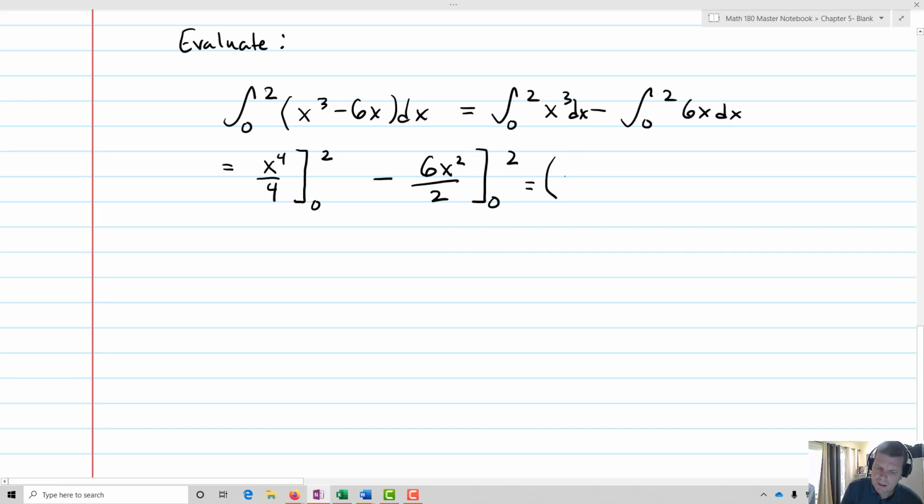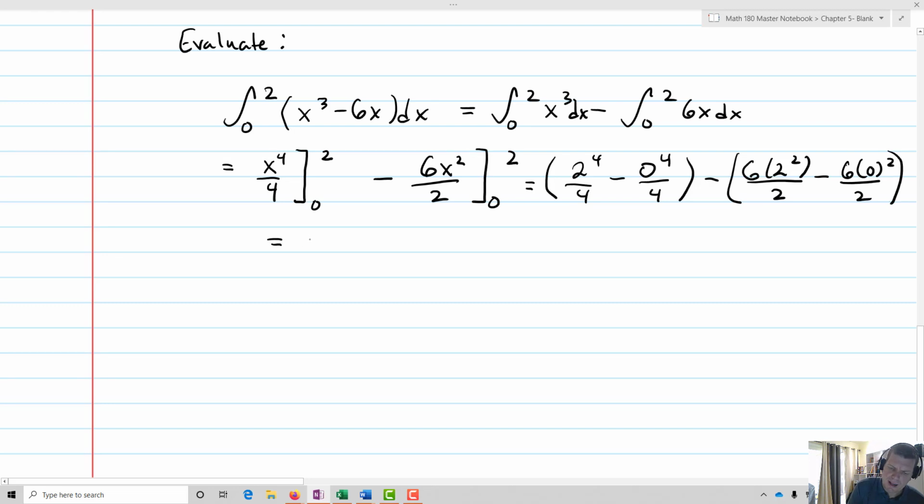So the first one is going to be 2 to the fourth over 4 minus 0 to the fourth over 4, minus 6 times 2 squared over 2, or actually 3 times 2 squared, minus 6 times 0 squared over 2. We'll evaluate those, and that's 16 over 4, so that's 4 minus 0, minus 12 minus 0, so this ends up equaling negative 8. Essentially, we've used the antiderivative to evaluate the integral on its bounds, just like we did before, and then solved for those values.